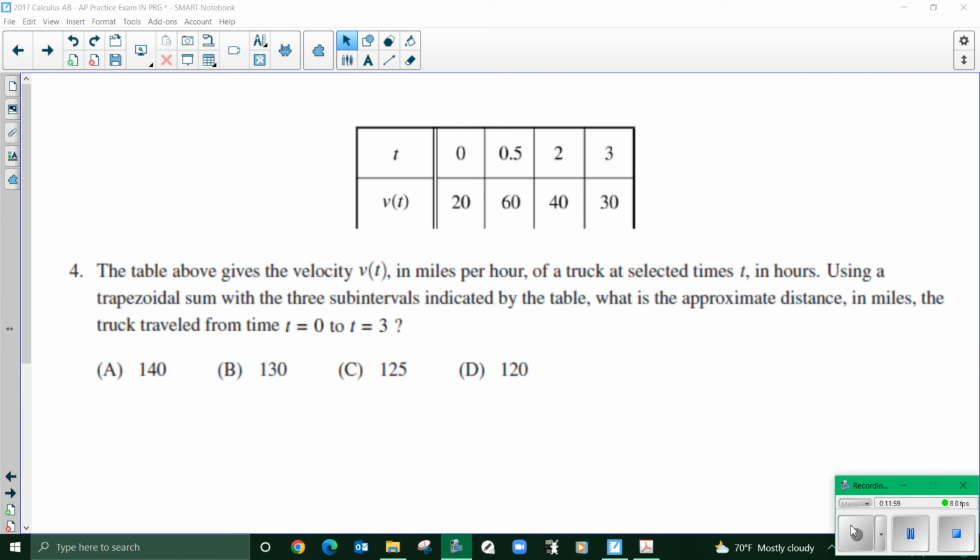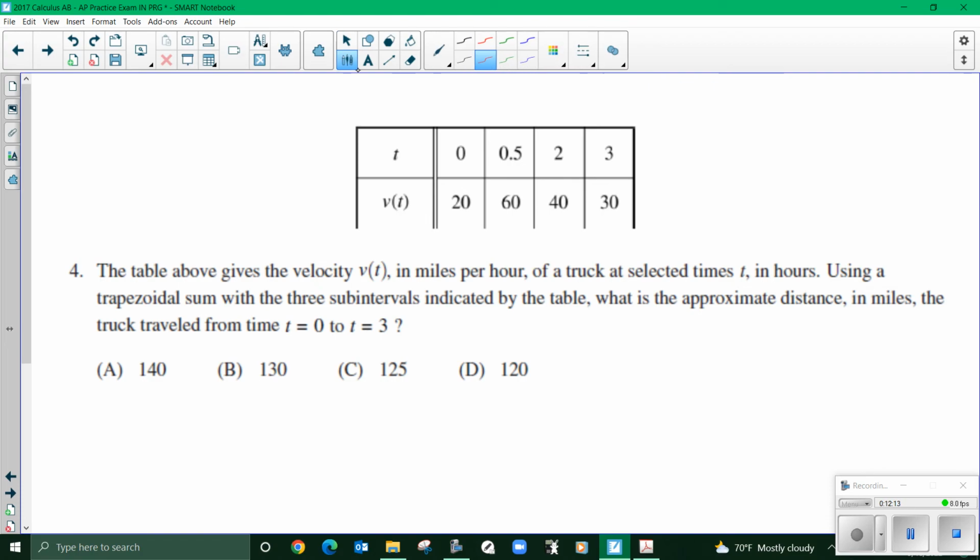All right, number 4. The table above gives the velocity in miles per hour of a truck at selected times t in hours, using a trapezoidal sum with 3 subintervals. That is telling you exactly what you need to do. It's the trapezoidal rule, all right? What is the approximate distance in miles the truck travels? So if I have velocity and I want distance, I'm going to do area under the curve. In this case, I'm going to use the trapezoidal rule to find just that.